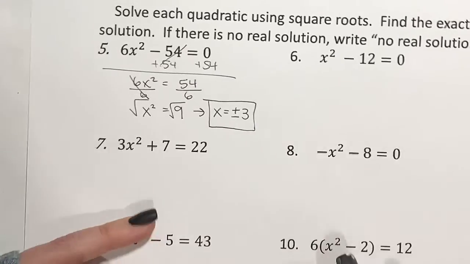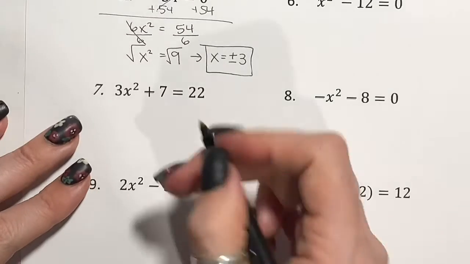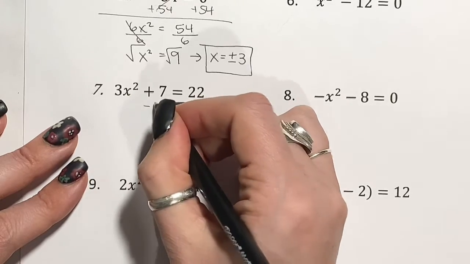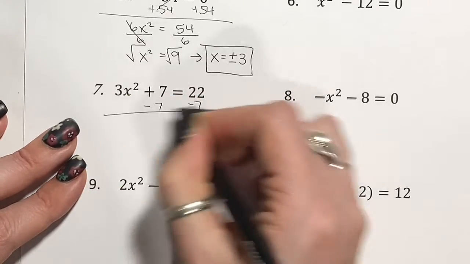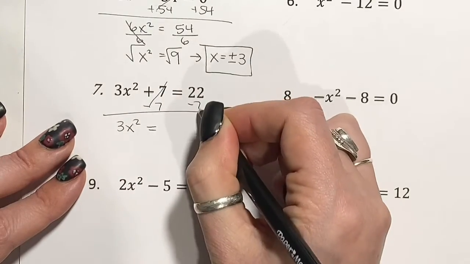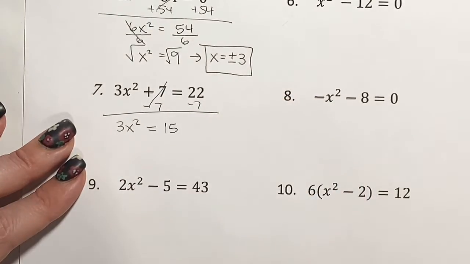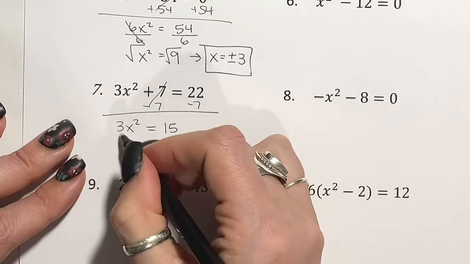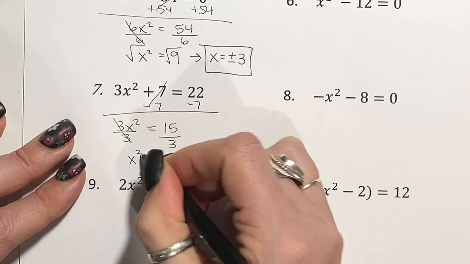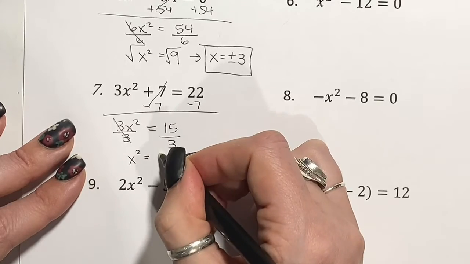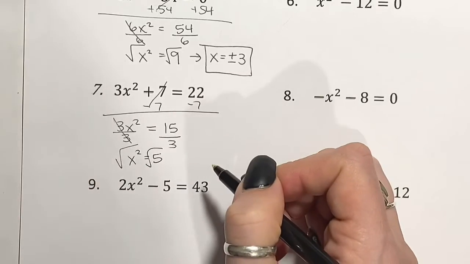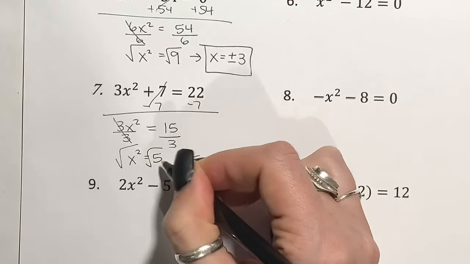Okay. Let's do number 7. Again, we're trying to get x squared alone first. So let's subtract 7 over, and we get 3x squared equals 22 minus 7, which is 15. Then now we get rid of that 3 by dividing. We get x squared equals 15 divided by 3, which is 5. And then we take the square root, and we get x equals the square root of 5.